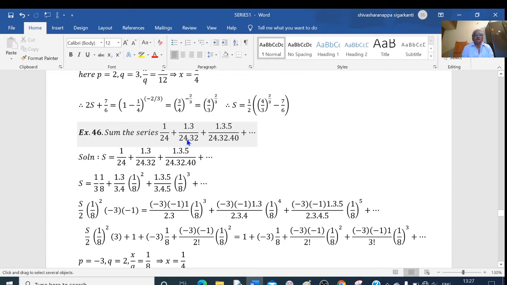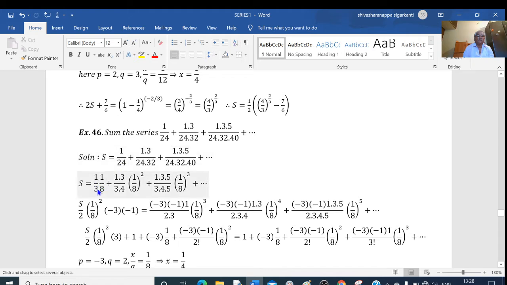Here also 8 divides 24, 8 divides 32, 8 divides 40. I will write this as 8 into 3, 8 into 4. Here 8 into 3, 8 into 4, 8 into 5. In the first stage I will write like this. So let me write s is equal to the given series: 1 by 24 plus 1 by 3 into 24 into 32 plus 1 into 3 into 5 by 24 into 32 into 40. This is equal to, I am writing this 24 as 3 into 8.